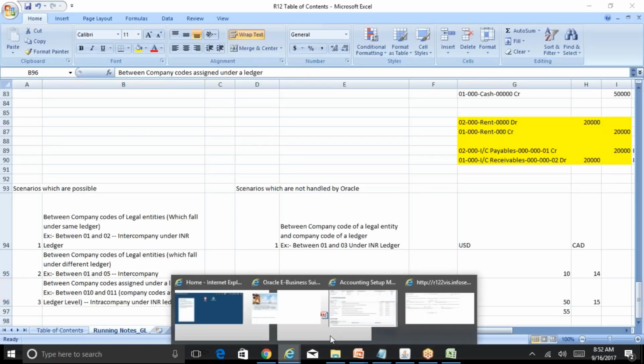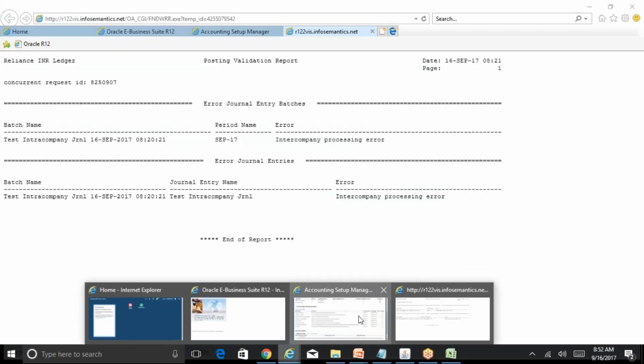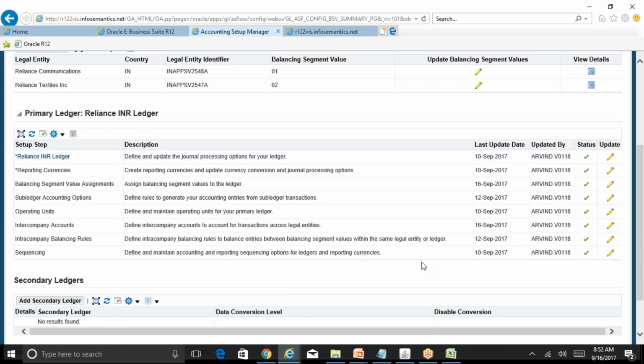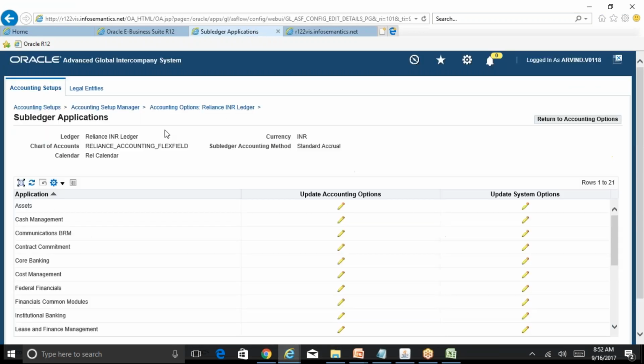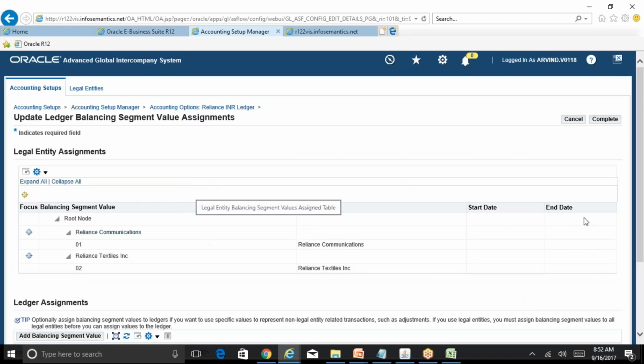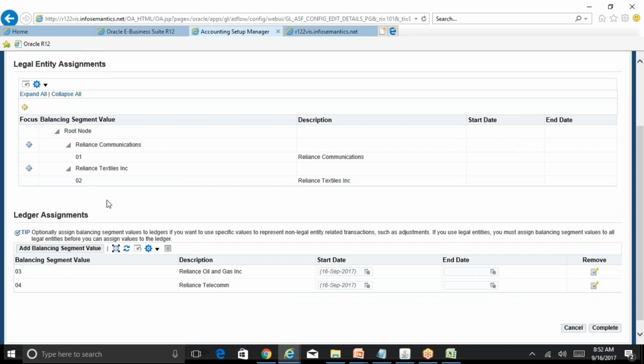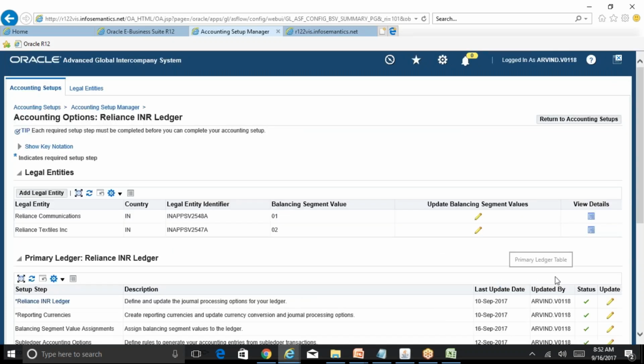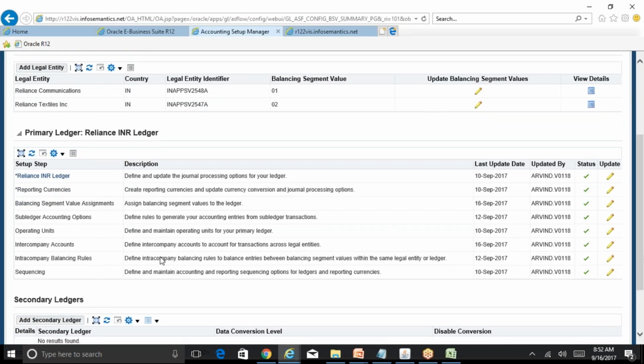But as far as this scenario is concerned, that is between 01 and 03, there is no other setup. It will continue throwing an error message. Okay. So now for 03 and 04, which is intra-company, we'll complete the intra-company rules.